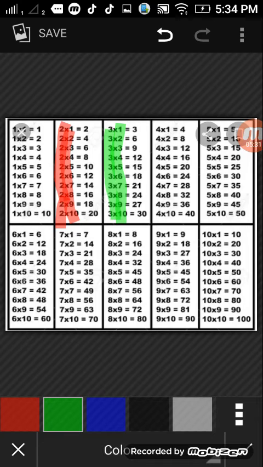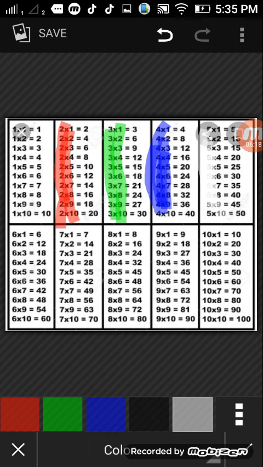Let's recite the times table 4. We highlight it here. 4 times 1 equals 4, 4 times 2 equals 8, 4 times 3 equals 12, 4 times 4 equals 16, 4 times 5 equals 20, 4 times 6 equals 24, 4 times 7 equals 28, 4 times 8 equals 32, 4 times 9 equals 36, and 4 times 10 equals 40.